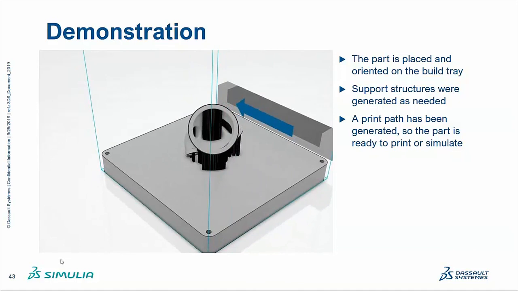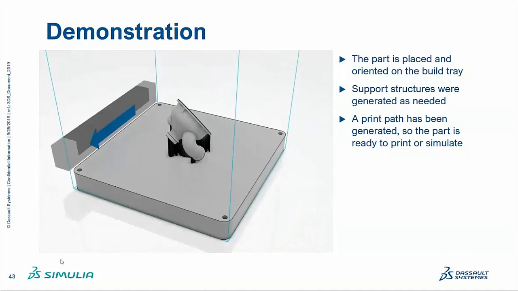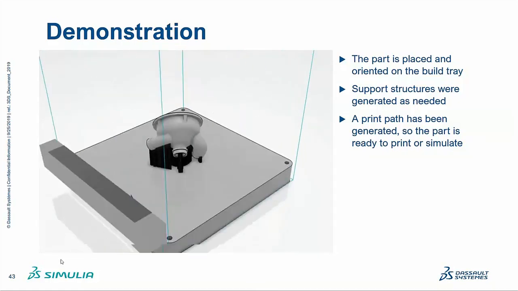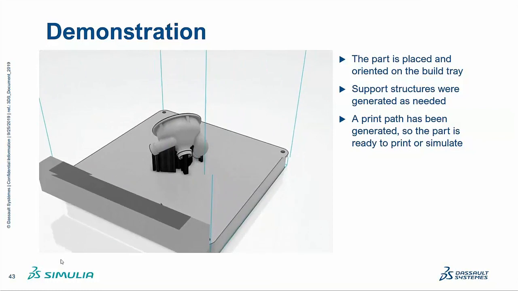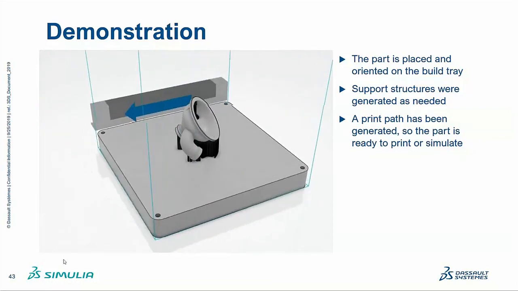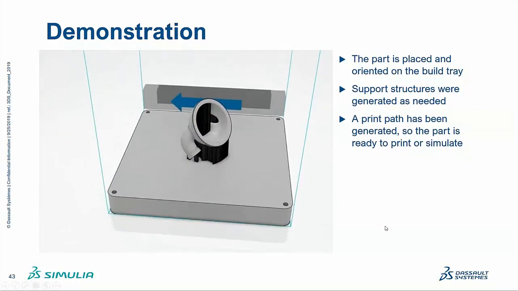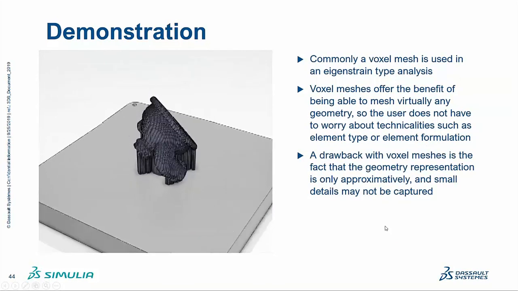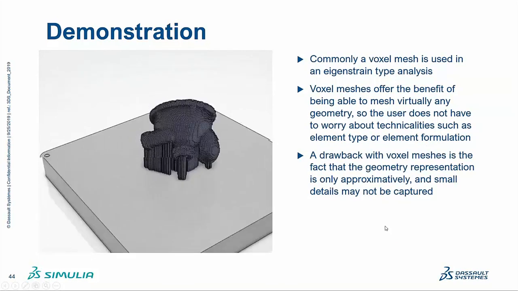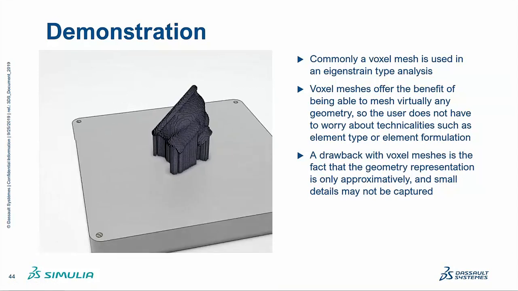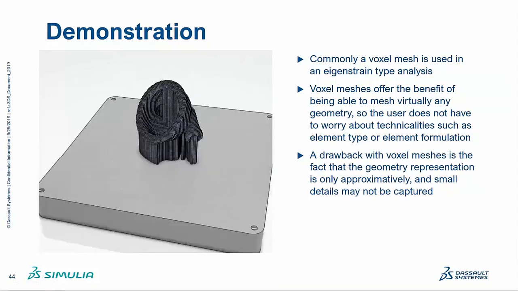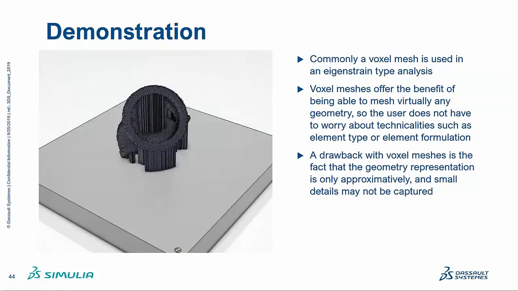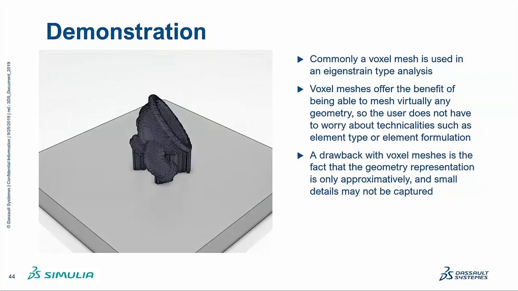We created the print path in our software as well, in 3D experience, as you can see here. So we're ready to do the actual print, or since we're talking about simulation today, to do the simulation, because this input will be used there. A few words about meshes. It is very common to use a voxel mesh in an eigenstrain type analysis simply because it is simple.